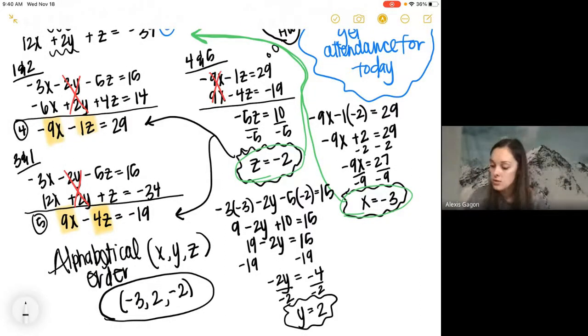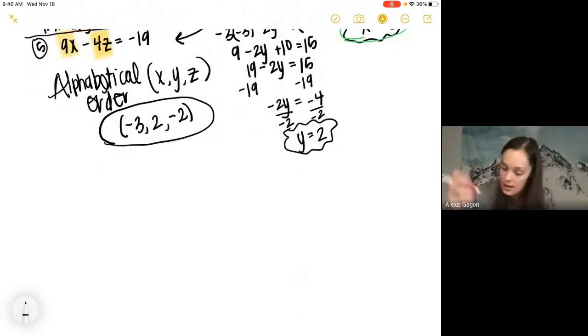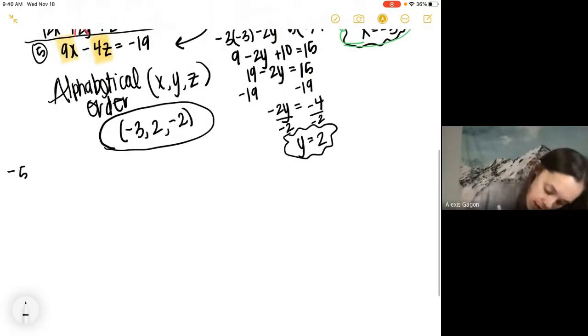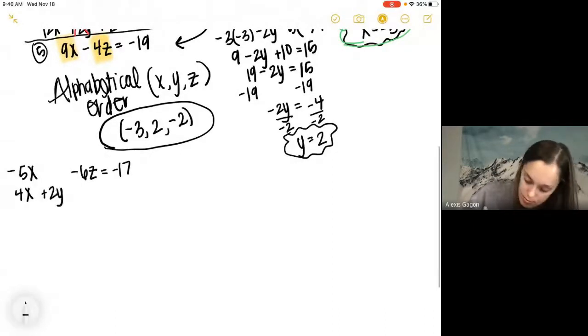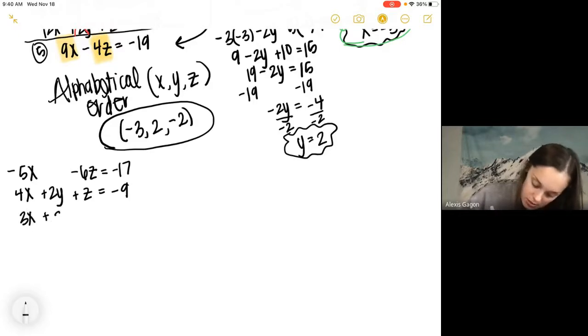Okay, let's do one more. So this one, if we have negative 5x minus 6z equals negative 17. We have 4x plus 2y plus z equals negative 9. And we have 3x plus 3y minus z equals negative 16.